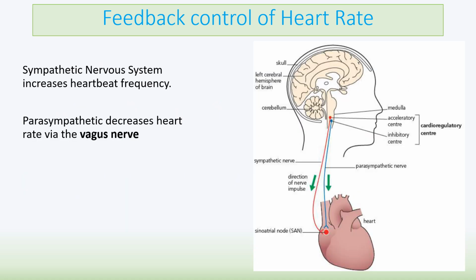So effectively, you have two areas: your sympathetic nervous system, which will increase the heart rate, and that nerve that connects the acceleratory center to the sinoatrial node is a sympathetic nerve there, and it's a parasympathetic nerve which will decrease it, and the nerve is called the vagus nerve.